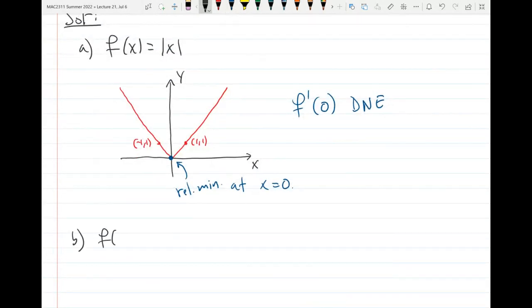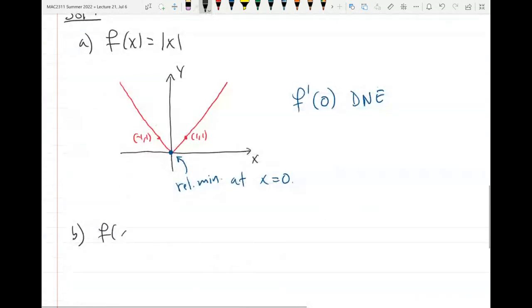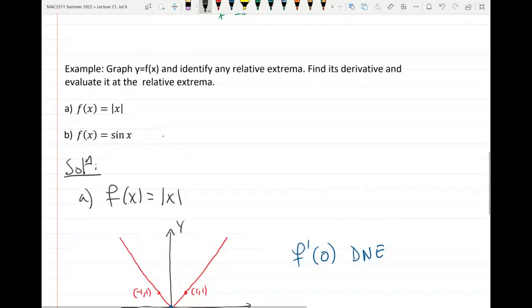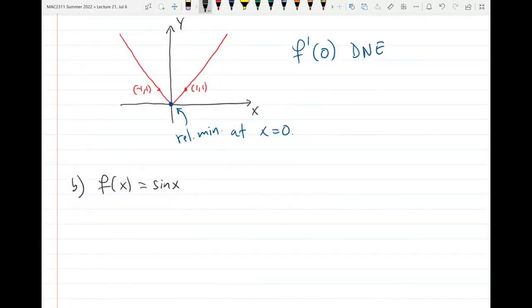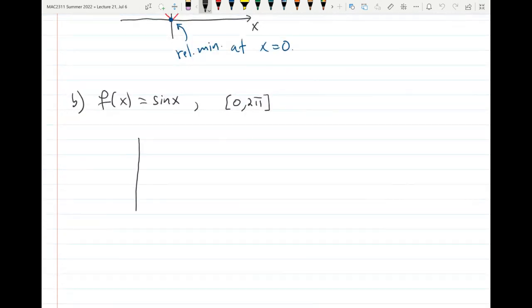So let's look at the other function, which was sine. Now, for this one, let's just do the interval from 0 to 2 pi, because we know the rest is just copies of it. So we have the sine function, and we want to analyze it on this interval. We know how this looks, so let's graph it.